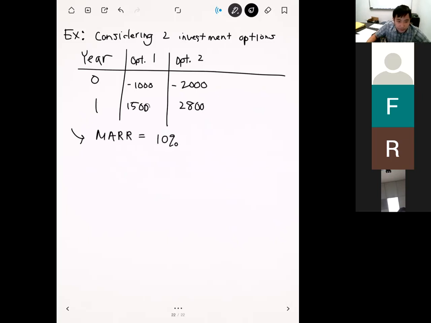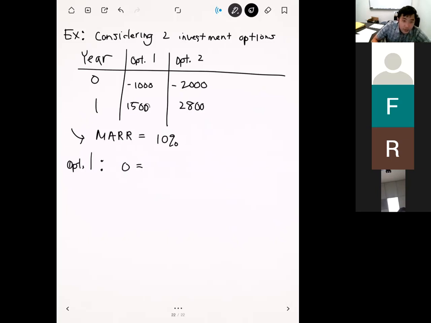And so let's compute the rate of return of each individual option first, and then we'll leave it at that, just because it's pretty fast. Normally you don't do this, but this is just for an illustrative example. So let's find the rate of return for the first option.